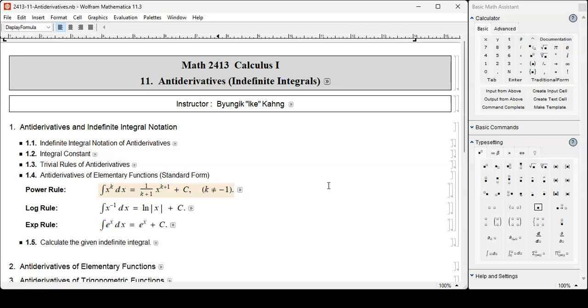You can do this for all powers except for negative first power, in which case we have to take the log. And as for this logarithm, if you forget this absolute value sign, it's incorrect, but I will not take off any point. This doesn't mean it's okay. Actually, it is not okay. I'm just being a little bit more forgiving. There may be some other instructors who would take some points off. Exponential functions stay the same. Okay, those are the rules.